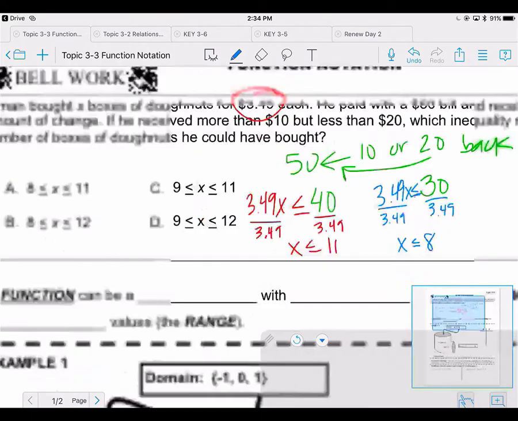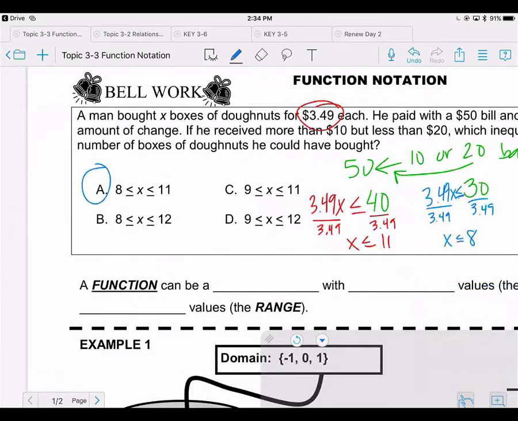So somewhere between 8 and 11, so A would be my option. If he spent $30, the most he could buy would be 8. If he spent $40, then he could get up to 11. So between 8 and 11.